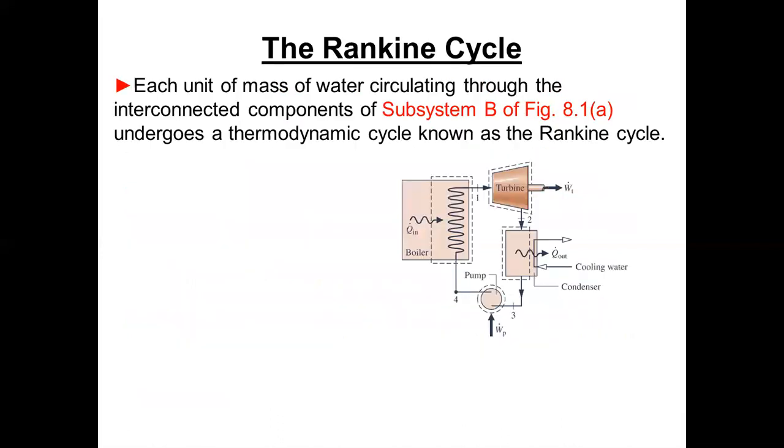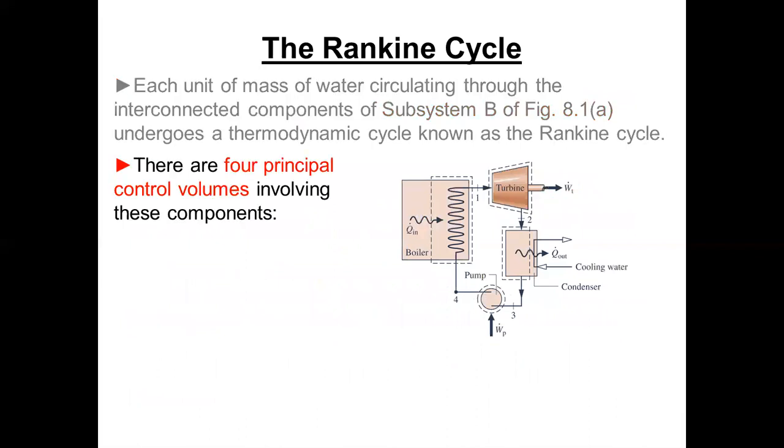Okay, so let's take a look at the Rankine cycle itself. We see a picture of it over there. Each mass of water circulating through the interconnected components undergoes the thermodynamic cycle known as the Rankine cycle. Okay, 4 principal control volumes, and I think we know this, but there is the turbine, good looking turbine. There's the condenser. There's a pump.